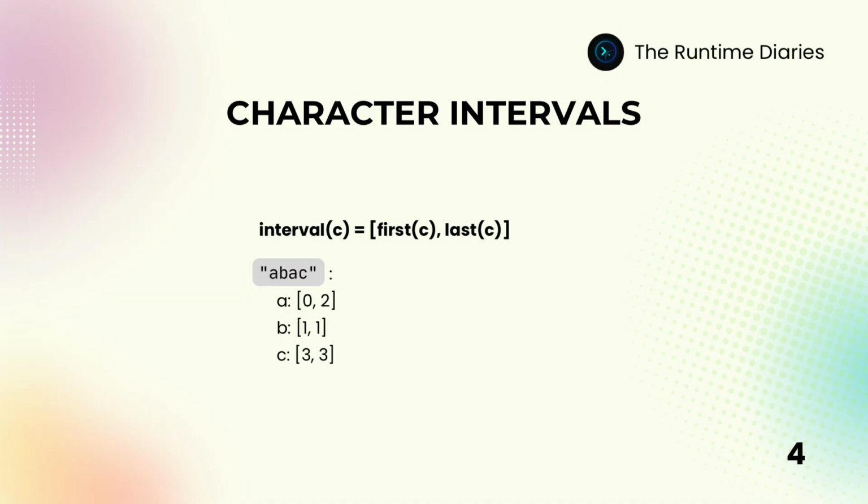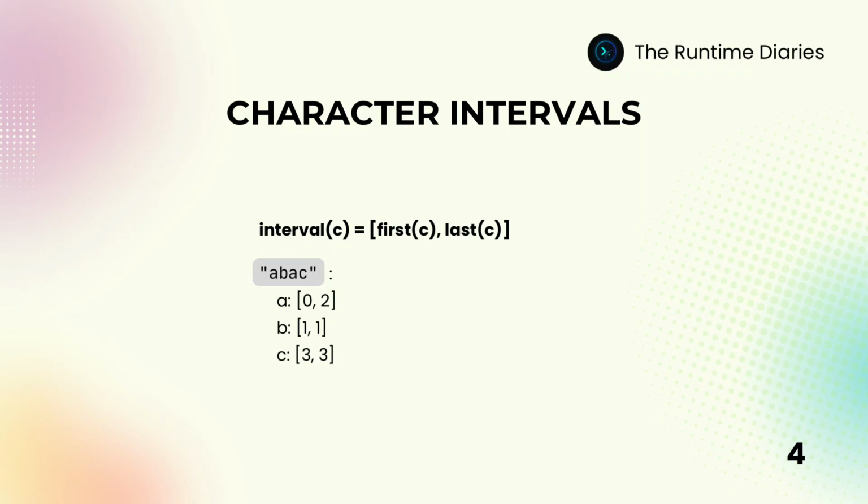To solve this efficiently, you need one fundamental mental shift. Stop thinking locally and start thinking globally. Here's the key concept. For every character in the string, we compute what I'll call its interval. This interval captures where that character lives across the entire string. For a character C, the interval is defined as first of C, the first index where C appears, and last of C, the last index where C appears.